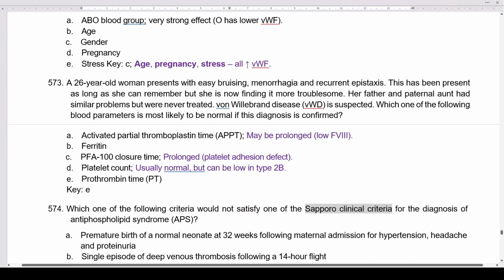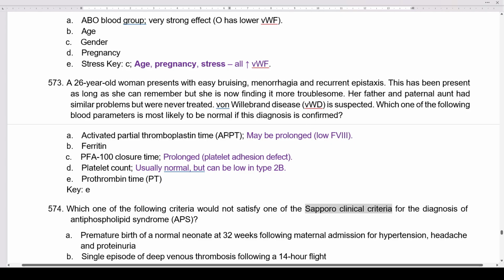Okay, next is a 26 years old woman presented with easy bruising, menorrhagia, and recurrent epistaxis. This has been present as long as she can remember, but she is now finding it more troublesome. Her father and paternal aunt had similar problems but were never treated. Von Willebrand disease is suspected. Which one of the following parameters is most likely to be normal if the diagnosis is confirmed? Okay, so it's an easy one. In case of von Willebrand disease, what is normal?